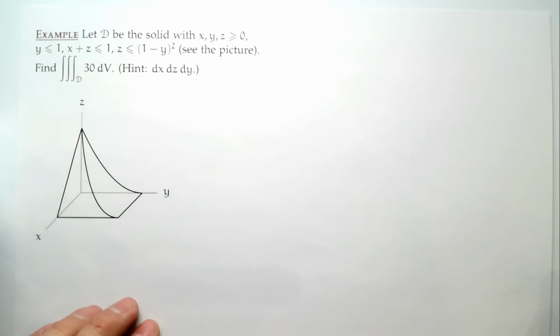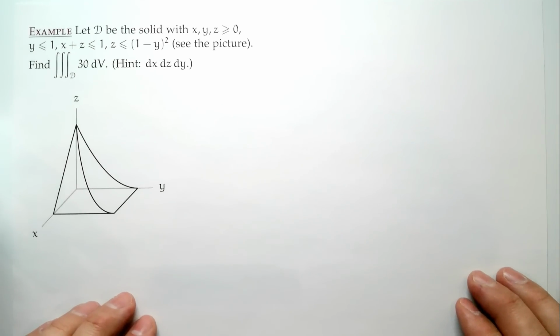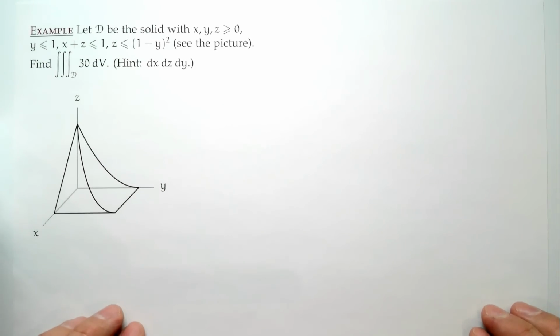Now, let's try another problem. So here, it's not a change in order of integration because there's no bounds given to us initially. But we're told the following. We have this solid shape. x, y, and z are all greater than or equal to 0, which means I'm sitting in my first octant where everything is non-negative. y is at most 1. x plus z is at most 1. And z is less than or equal to 1 minus y squared.